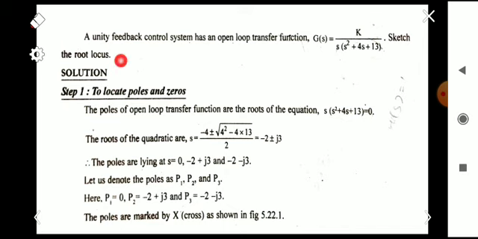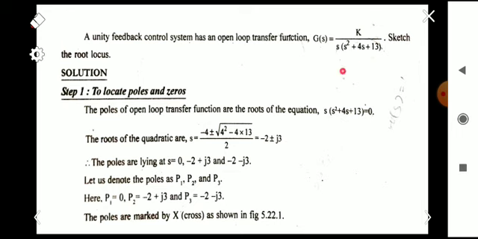Sketch the root locus. If you're asked to sketch the root locus, the first step we have to do is locate the poles and zeros of the function. So we have to find what the poles and zeros are here.